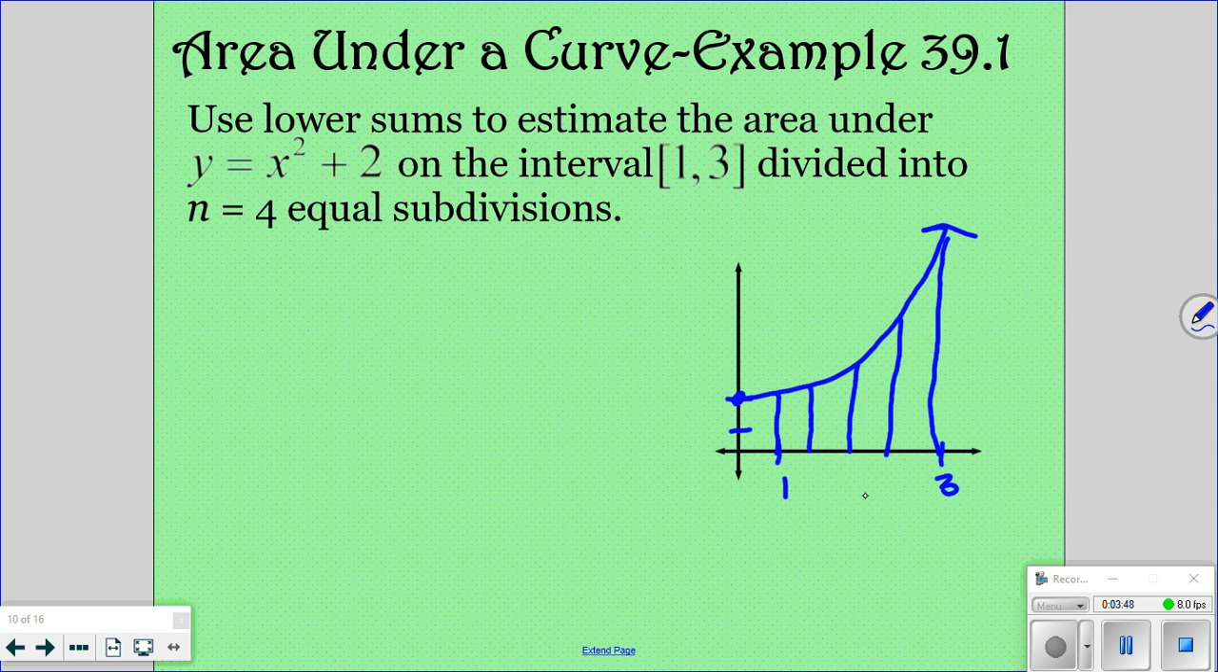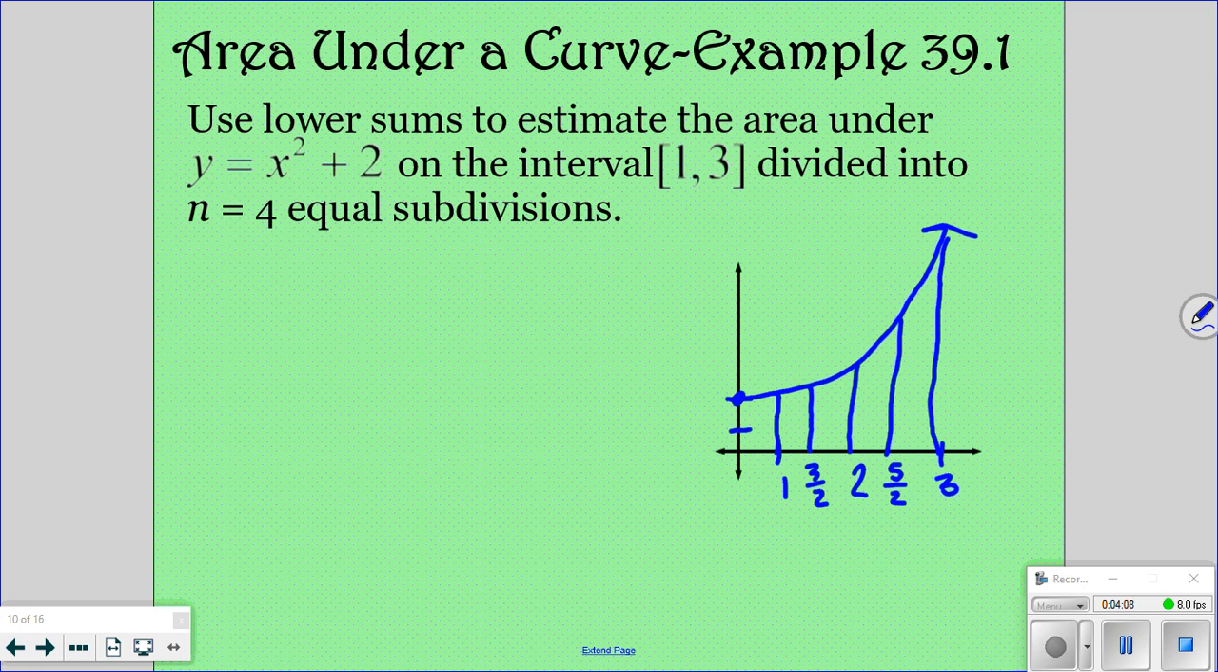So we need to figure out what our x values are here. So halfway between 1 and 3 is 2, and then halfway between that is 3 halves, and halfway over here is 5 halves. So that would be your x values for each one.